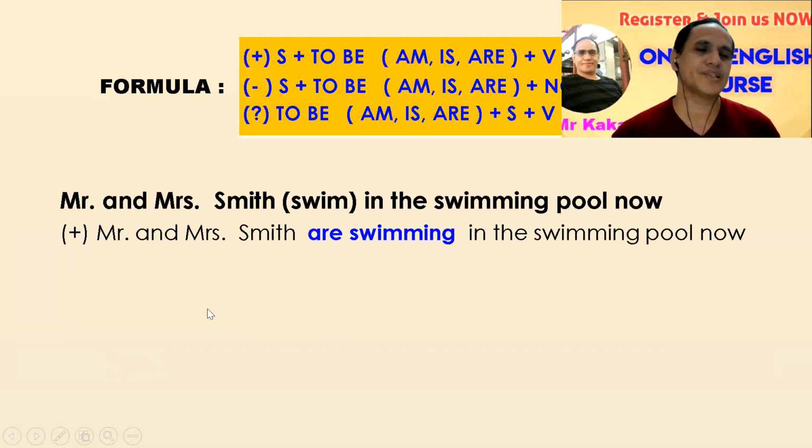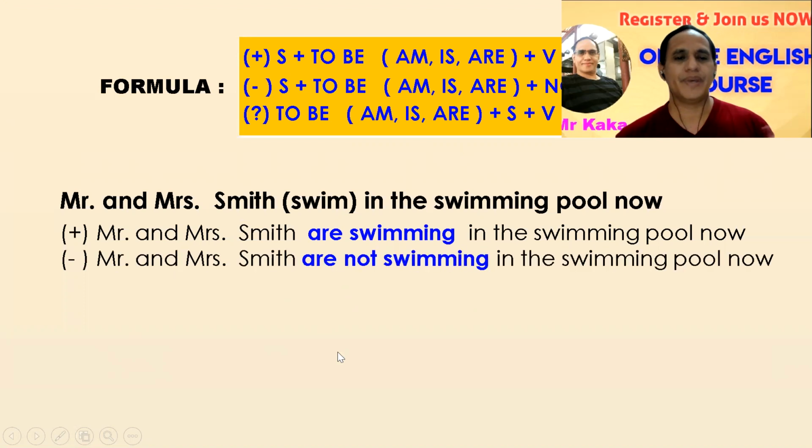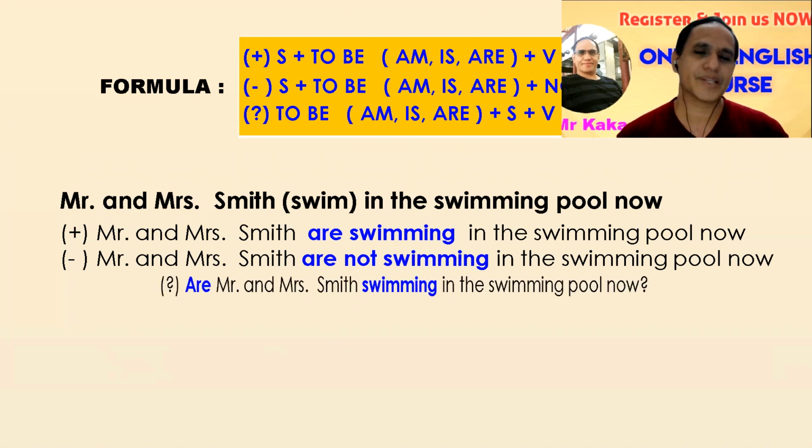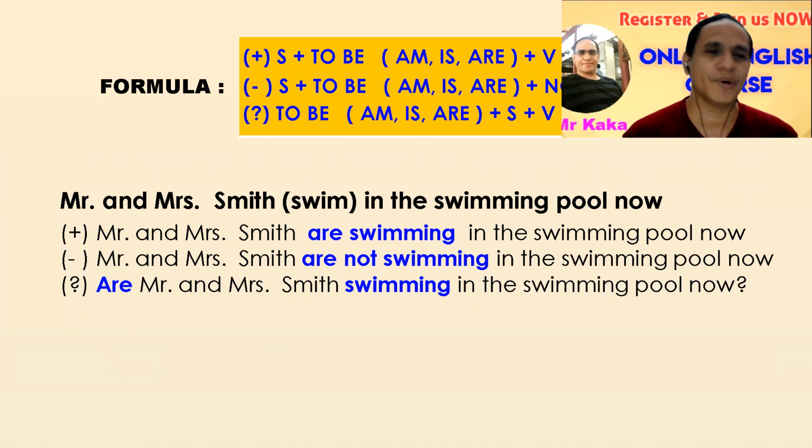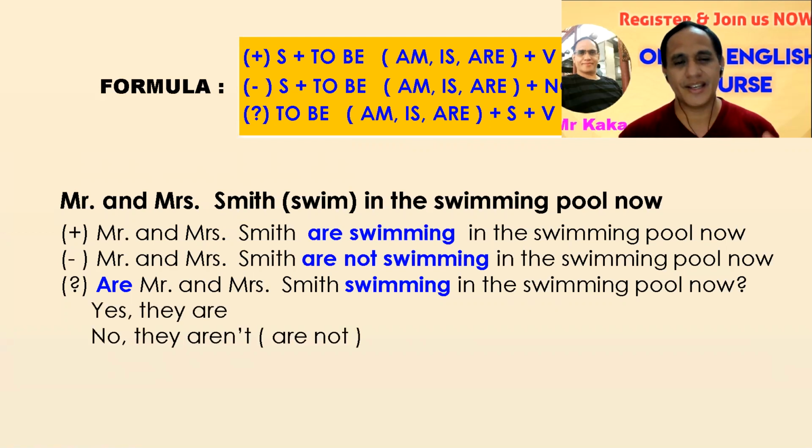If you want to change the sentence into the negative form, you just add not here, right? It will be Mr. and Mrs. Smith are not swimming in the swimming pool now. So now you already know about the negative form of present continuous tense. And what if you want to make an interrogative form? Have a look at your screen: are Mr. and Mrs. Smith swimming in the swimming pool now? Your answer will be yes, they are, or no, they aren't.